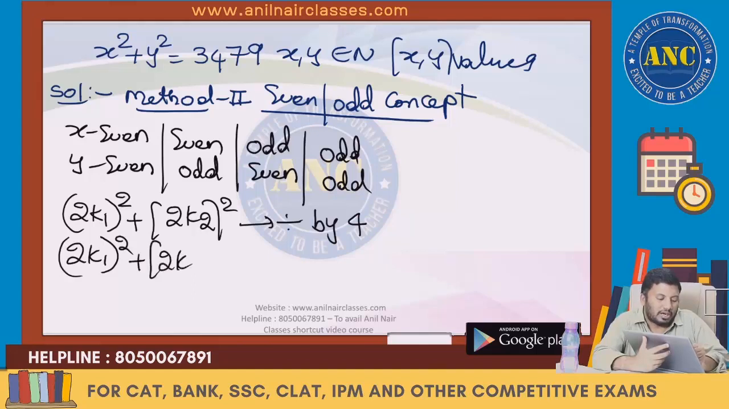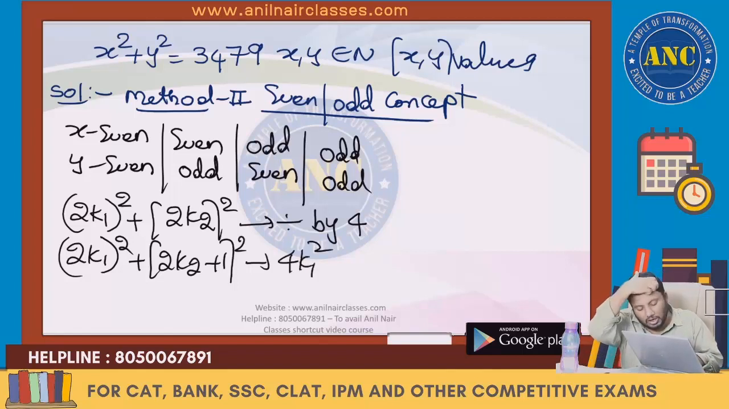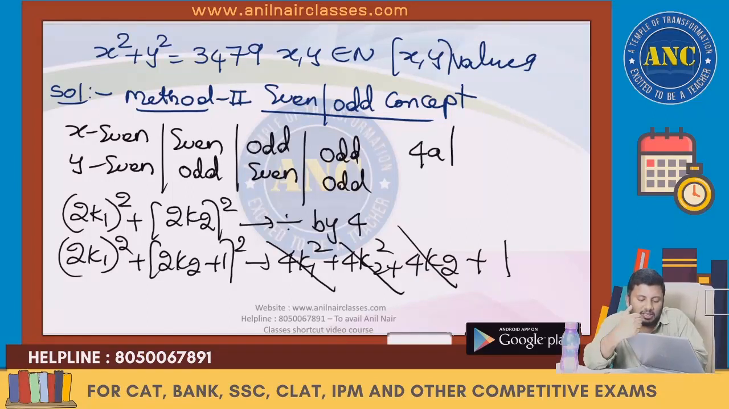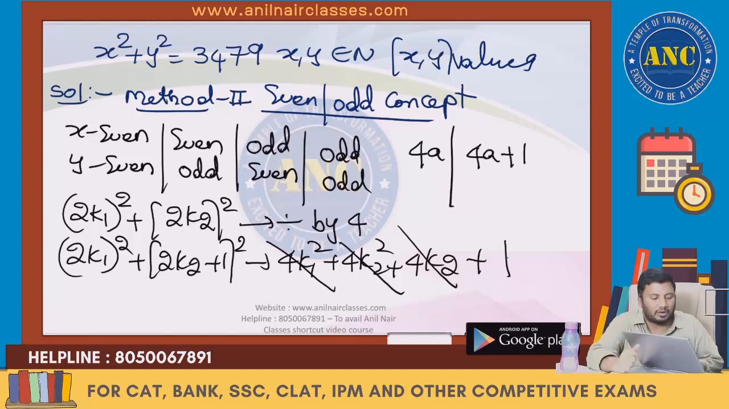One is even, one is odd: 2k1 whole square plus 2k2 plus 1 whole square. 2k1 square is 4k1 square. 2k2 plus 1 whole square is 4k2 square plus 4k2 plus 1. These terms are divisible by 4, and the remaining 1 gives a remainder 1. One part is perfectly divisible by 4, and another gives a remainder 1.